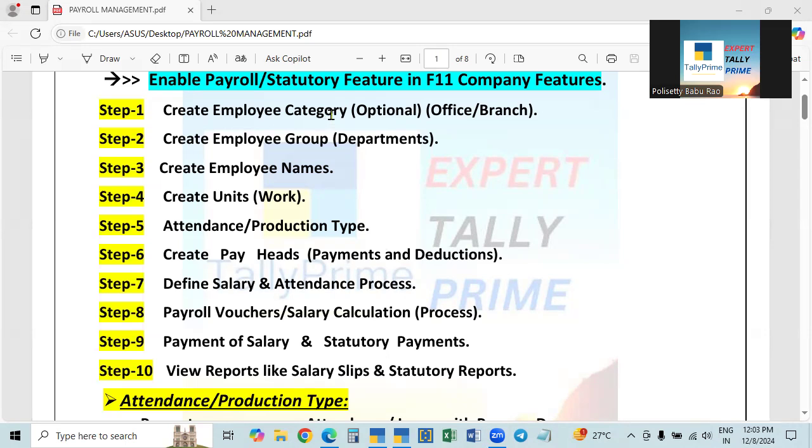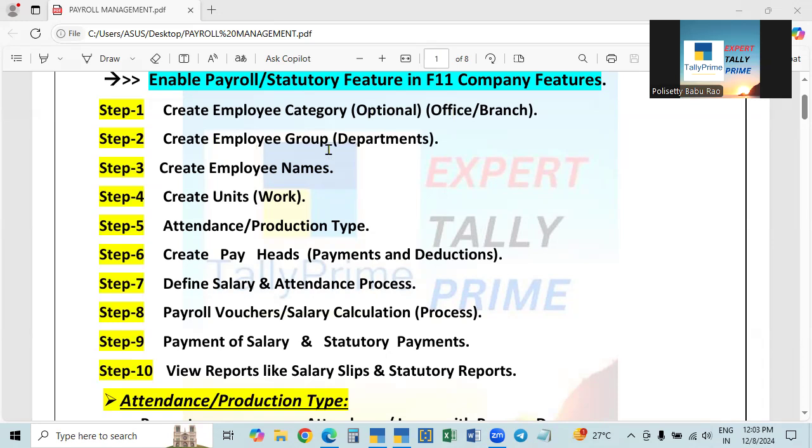5 steps. I created the employee category. It is optional, I will tell about this again after some time. Then the employee group under the category. Category means a branch or office, and under each category, that is each branch or head office, there will be some departments. Departments are called groups, so groups of employees.